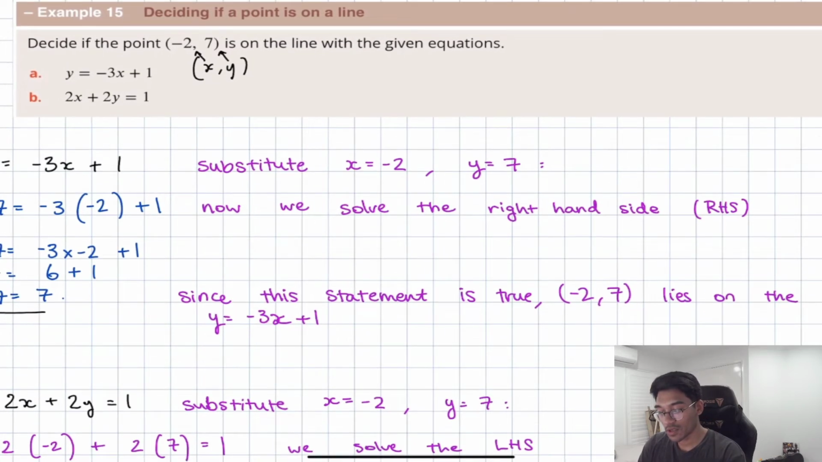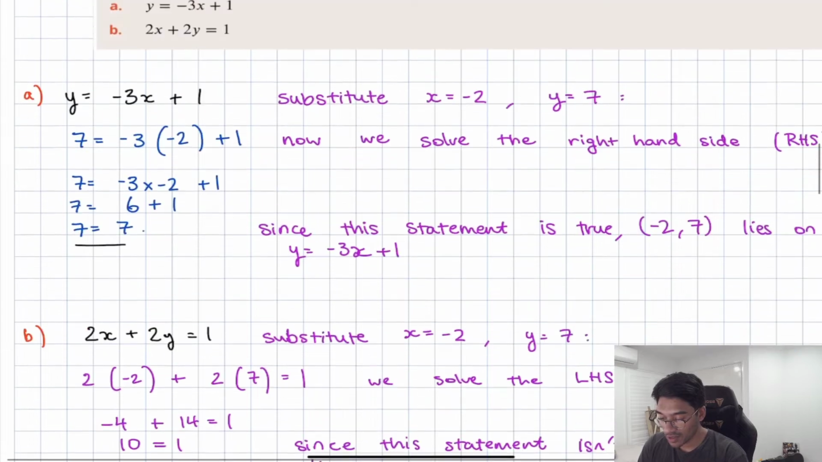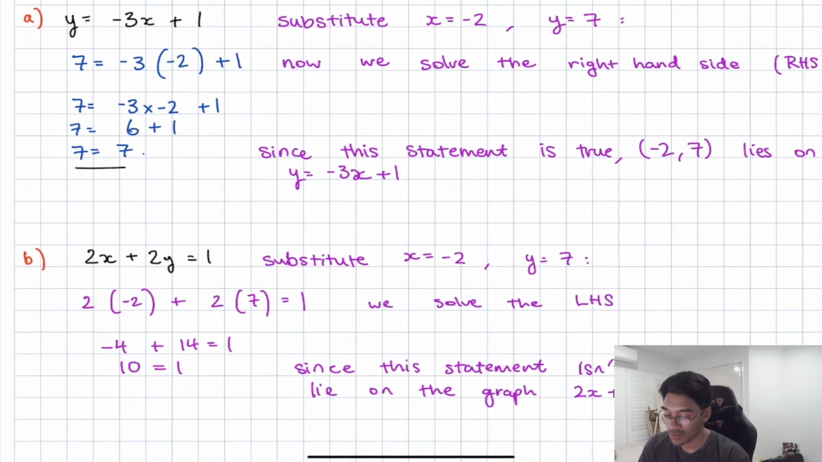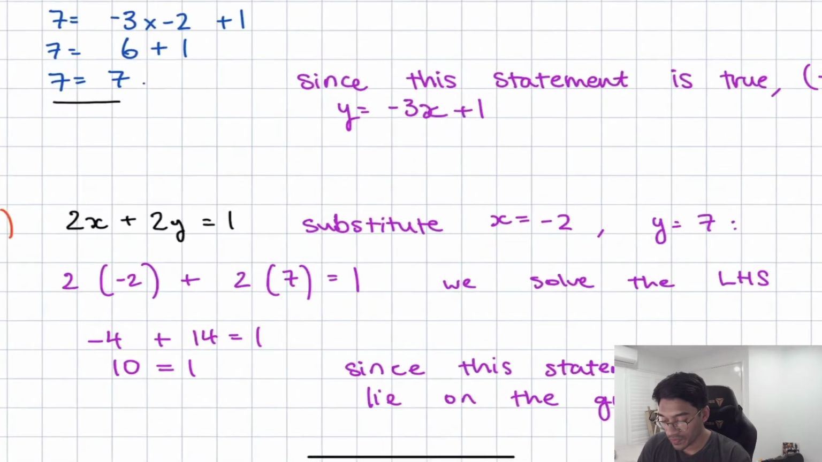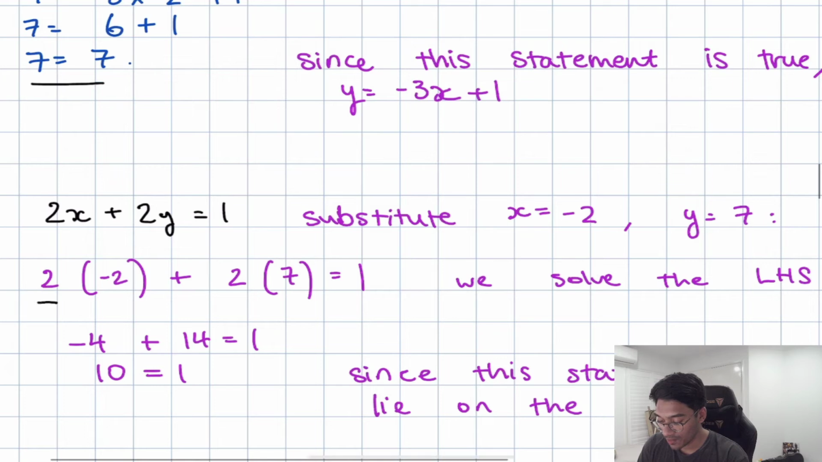That's all we're doing. So for the same thing for the second one, all I'm doing is substituting these 2 points into this equation here. So I've written out the equation. So we have 2x plus 2y is equal to 1. And all I'm doing is I'm doing the same thing again, substituting x is equal to -2 and y is equal to 7. So you can see here I've got 2 times -2 plus 2 times 7 is equal to 1.